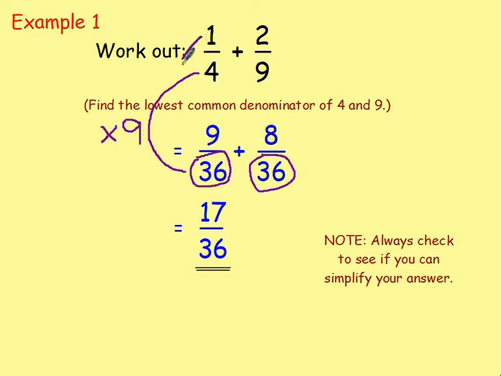Because we've multiplied by 9, you have to multiply the numerator by 9 as well. So you do the 1 times 9, giving you 9. It's the same as your equivalent fractions. So 1 quarter is the same as 9 36ths.